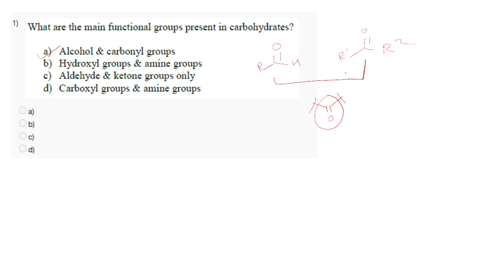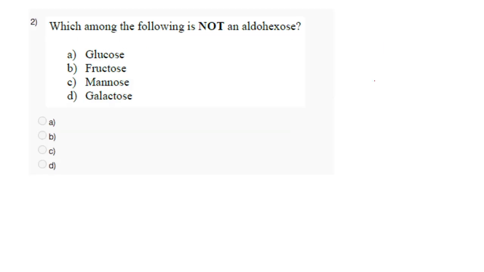So carbohydrates do have hydroxyl and carbonyl groups, right? Like in glucose, it is aldehyde and hydroxyl groups. It does not have amine groups. Option A is correct.